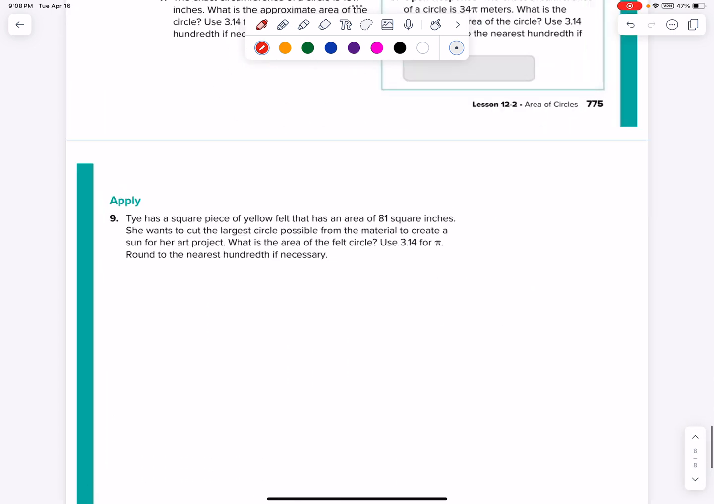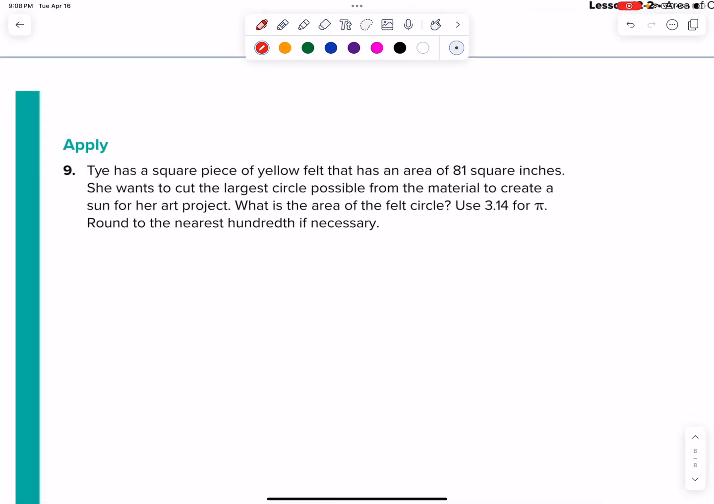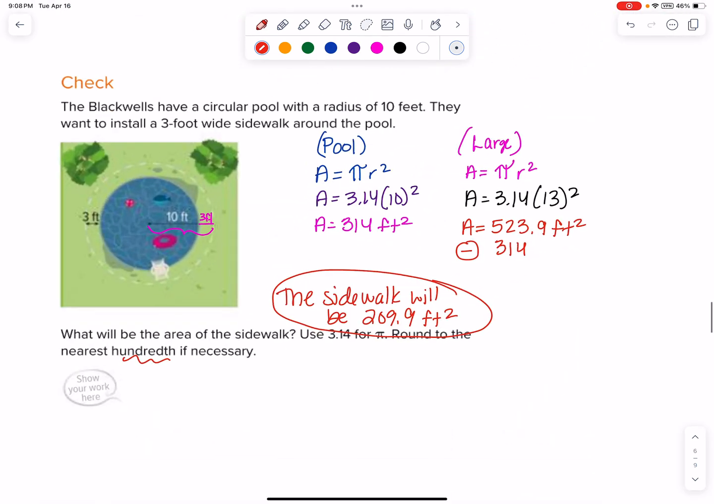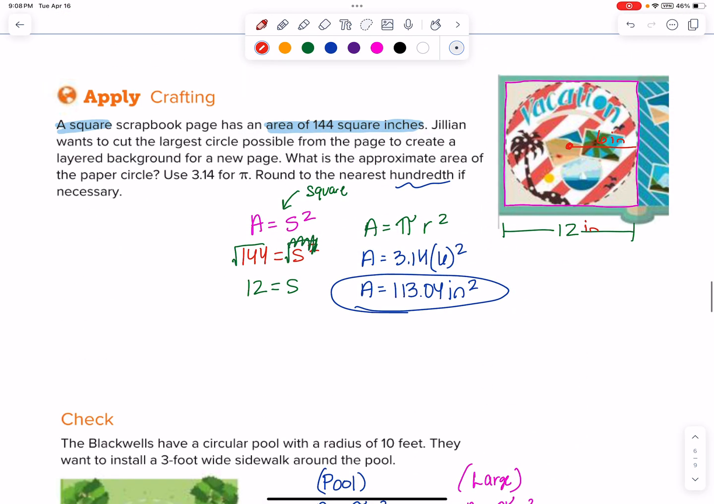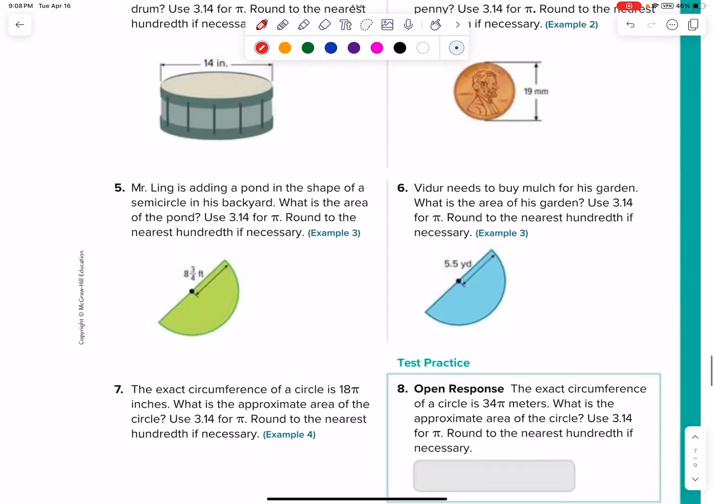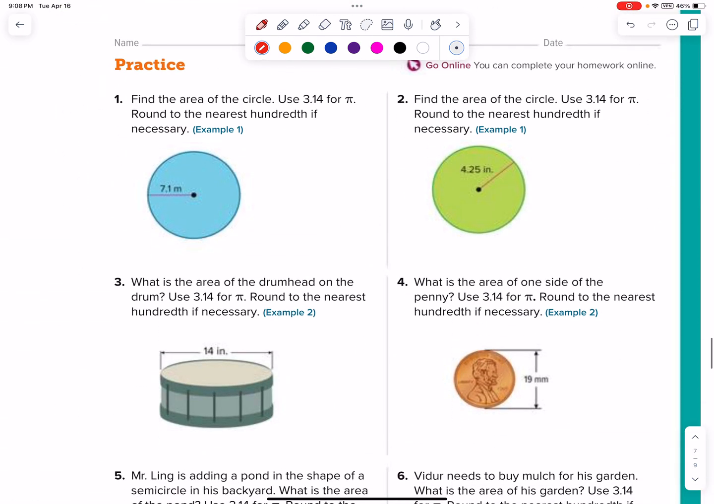All right. Number 9 is your apply for your homework. There's a square piece of yellow felt, so be aware of the shape, that has an area of 81 square inches. She wants to cut the largest circle possible. This sounds a lot like which one? Yep, the first apply, not the check. Okay, so you can imitate off of that for number 9. All right, and then the rest of these are just going to give you practice with what we just did.